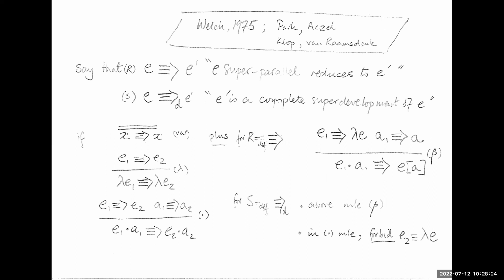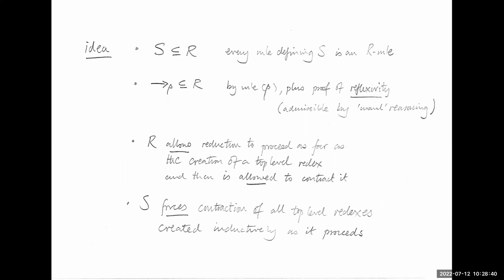As far as creating a redex. So this thing, as it were, if we applied this rule, would create the redex lambda E applied to A. And R allows us to go one more beta step after that. So R allows reduction to go as far as contracting created redexes. R allows it. But once you've done that, you stop for that redex.